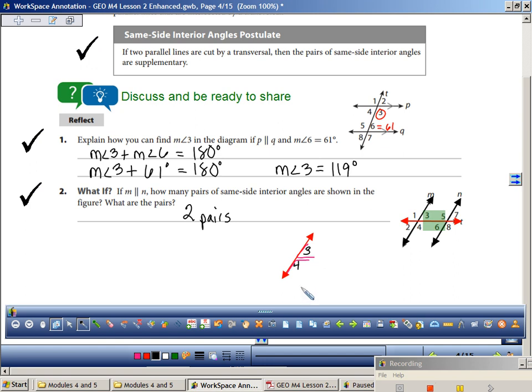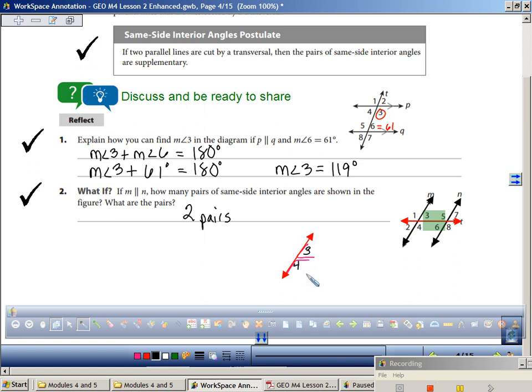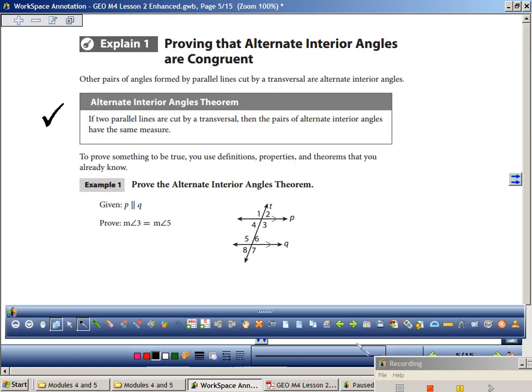Since they're a linear pair, we can say that they are supplementary. Since they're supplementary, we can say their measures add up to 180 degrees. Excellent. Let's move on, guys. All right, let's do a proof. Pencils down, pay attention. All right, so prove the alternate interior angle theorem.